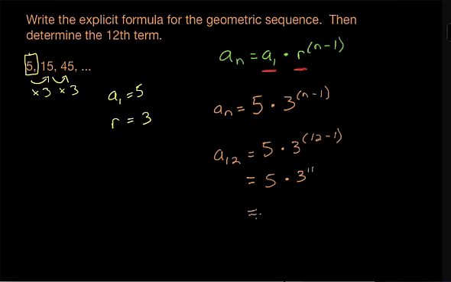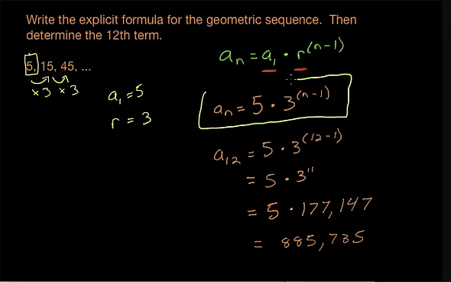And as you'll see, this formula comes in handy because we're going to end up with a very, very large number. 3 to the 11th power is 177,147. And then when we multiply that by 5, we get 885,735. So the answer to our question is our explicit formula, a sub n equals 5 times 3 to the n minus 1, and our 12th term is 885,735.